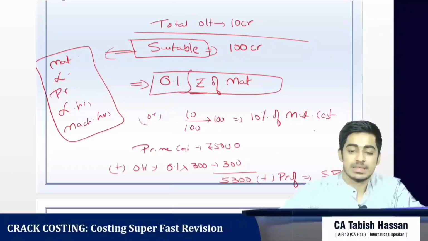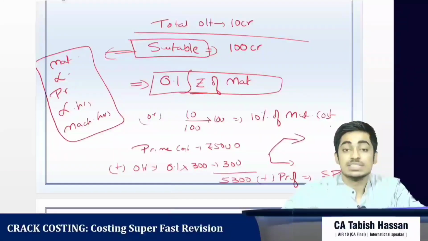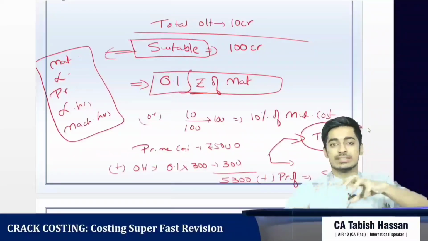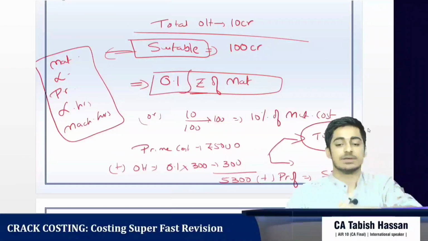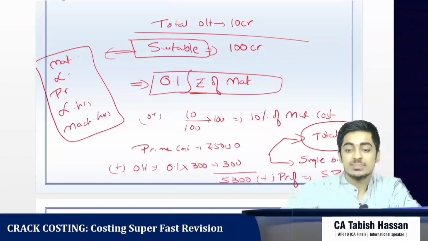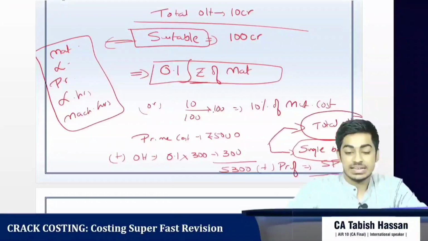Very simple. The special features of this method are, firstly, we take the total overheads of the company. That is the total overheads across all departments, across all activities. We just take that total single figure, and then we just take a single basis to distribute the entire overheads of the company. This is the single rate method.